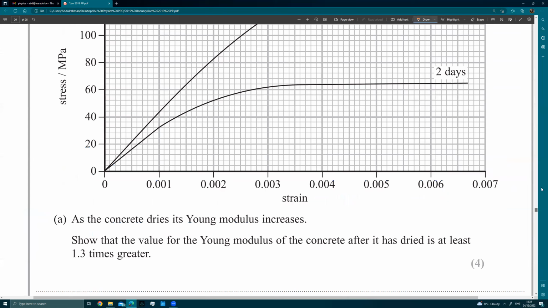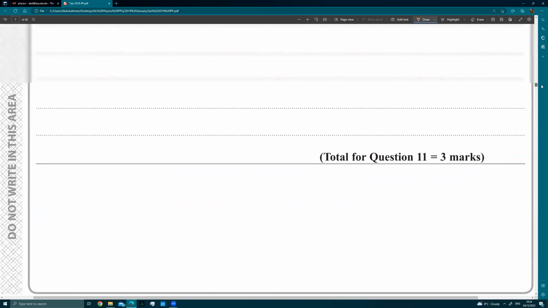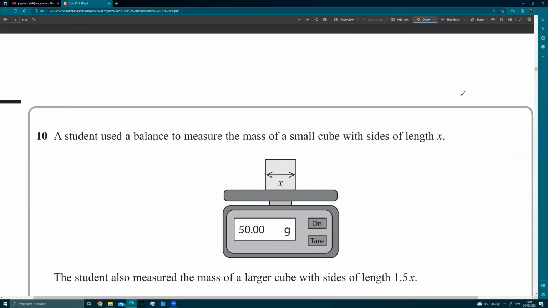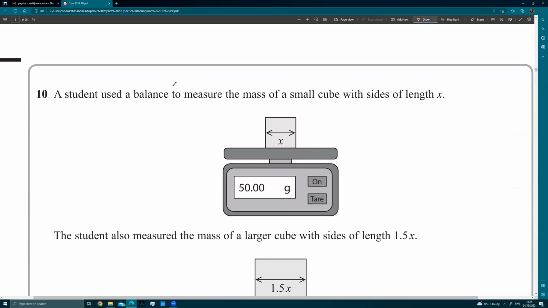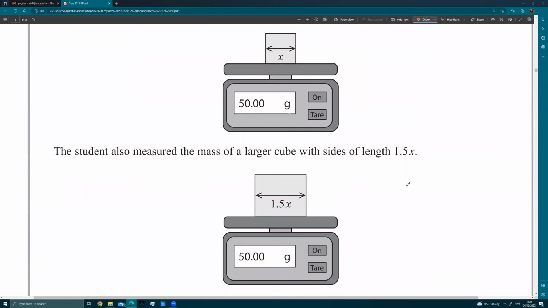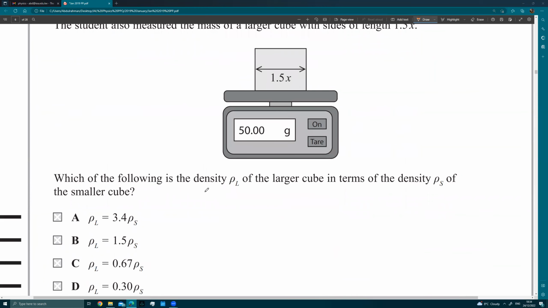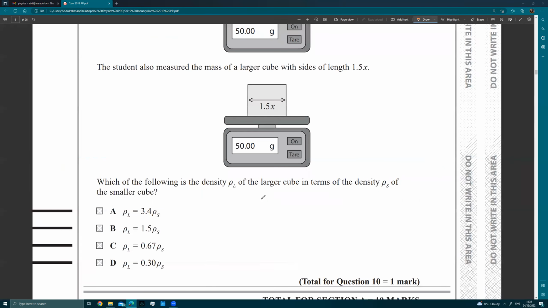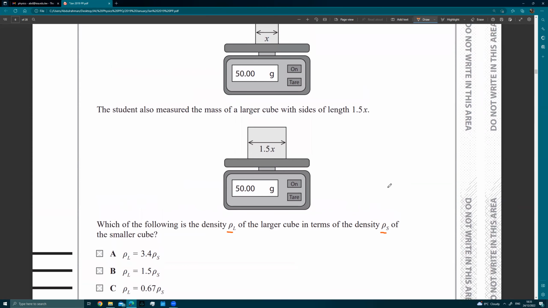Actually, there's one more question. This is question 10. A student used a balance to measure the mass of a small cube with sides of length x. The student also measured the mass of a larger cube with sides of length 1.5x. Which of the following is the density PL of the larger cube in terms of the density PS of the smaller cube? So he wants the density of the larger cube in terms of the density of the smaller cube, meaning I need the expression for the density of each cube and to see how these two expressions are related.